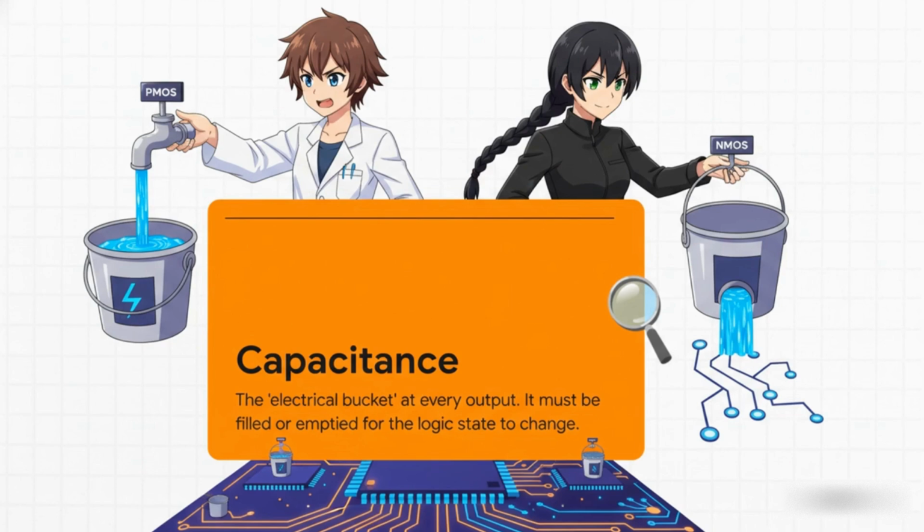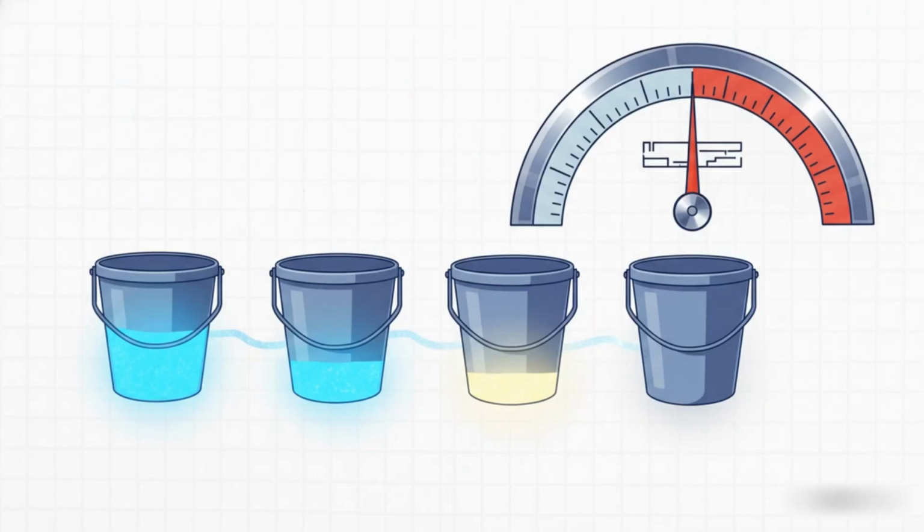The best analogy is to think of every single wire and every transistor input as a tiny electrical bucket. To signal a 1, a PMOS switch has to literally pour electrical charge into that bucket to fill it up. To signal a 0, an NMOS switch has to open a drain and empty it all out. And here's the catch. Filling and emptying that bucket isn't instantaneous. It takes a tiny, tiny amount of time. That little slice of time is called the propagation delay.